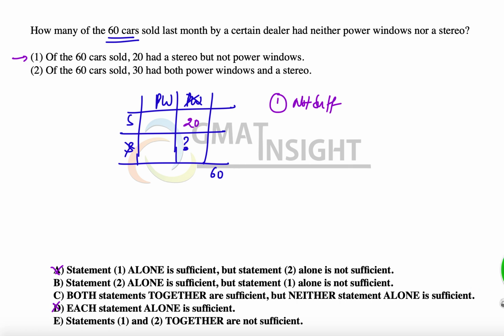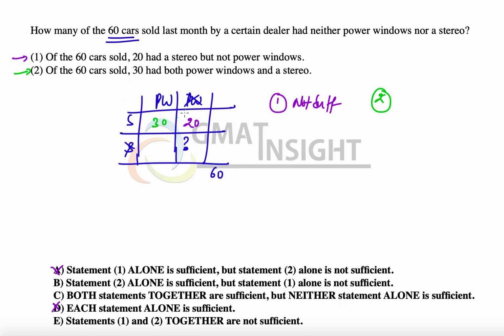Now, moving on to the second statement, what we see is of the 60 cars sold, 30 had both the power windows and a stereo. So the second statement is giving us the information that this particular region, which represents the cars with power windows and the stereo both, is 30. But understand that we do not have the other number right now because we are dealing with the second statement in isolation. So when we have this number 30, once again we do not have any other number for any other cell except the 60 and 30. Therefore we say that the second statement alone also will not be sufficient.